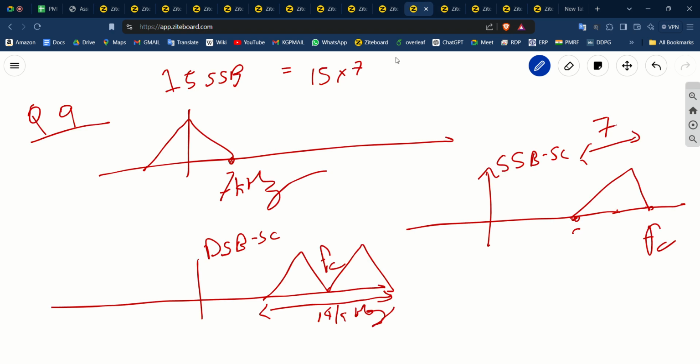So actually the total bandwidth will be 15 into 7 plus 14. So 15 into 7 plus 14 is 119. So we will need total 119 kilohertz bandwidth.